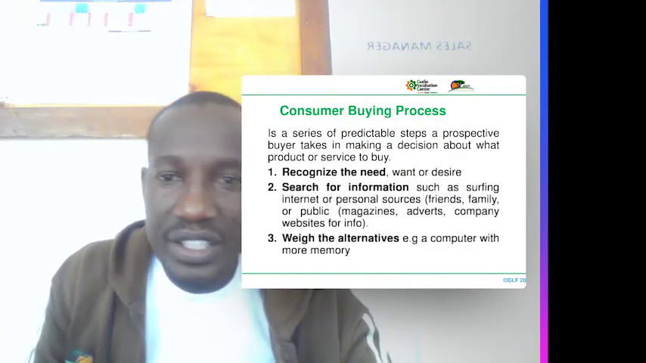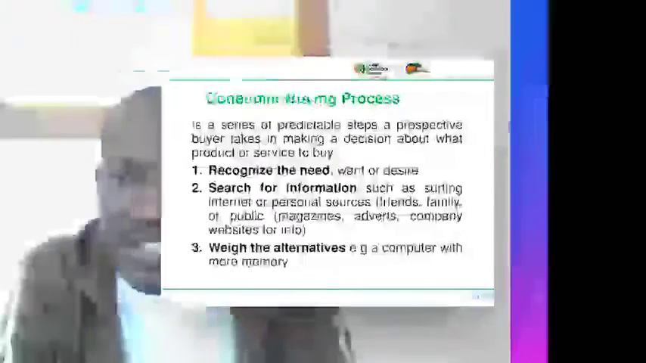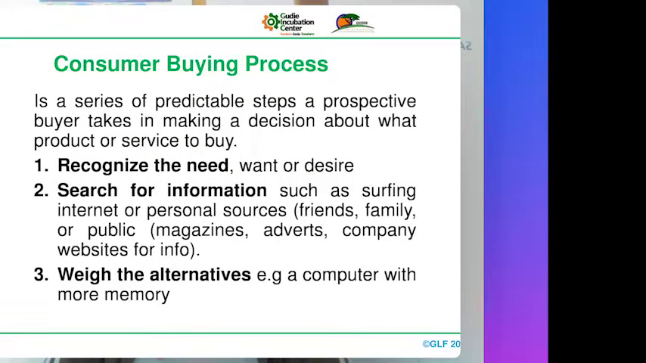Of course, we have already talked about the consumer buying process as a series of steps that a buyer goes through to make a decision about your product. 1 is recognizing the need, the want, or desire for your product. If it is a driver who has been driving a truck on a hot, sunny day and is thirsty, that is need. He needs a cold drink. So you need to know, what does this customer need?